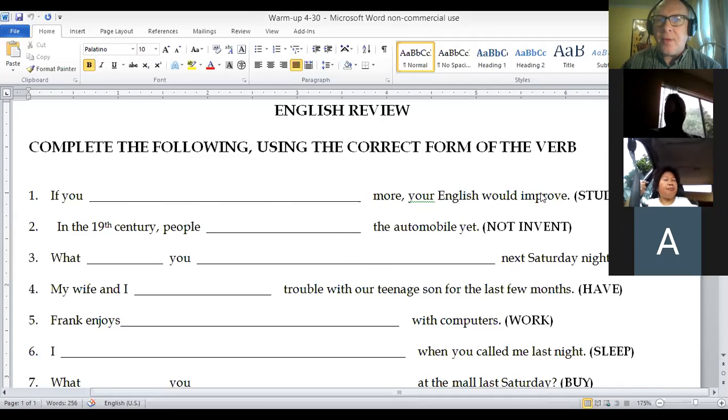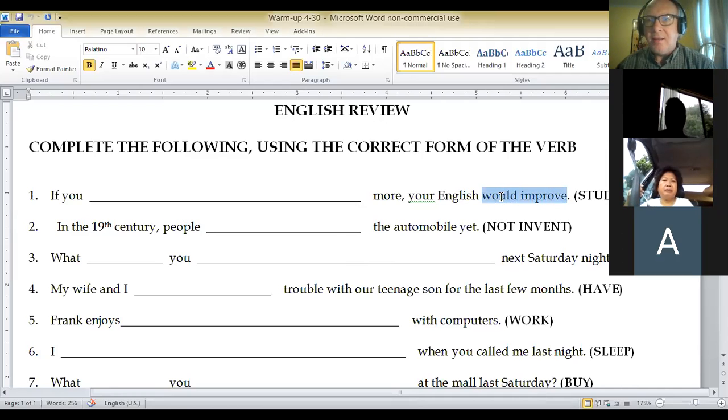The first one, this one is my level fives and sixes will recognize this, right? We have would over here, right? So what do we need? What's the partner of would? Simple past. Simple past, that's right. We're gonna talk more about conditionals later in the class, but there we have it. If you studied more, your English would improve. Simple past with would. Past and would, present and will.